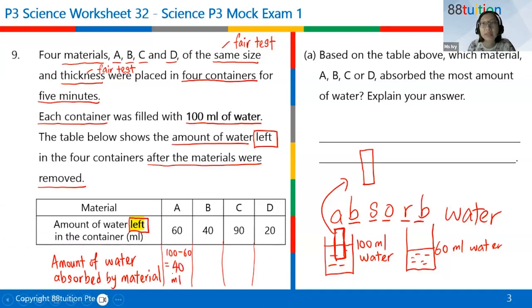All right, so next, Jane, would you like to try for material B? How much water was absorbed? Material B, how much water was absorbed by material B? Claire, are you there? Yes. Okay, how much water was absorbed by material B? For material B, the amount of water left is 40 ml. So how much water goes inside the material?